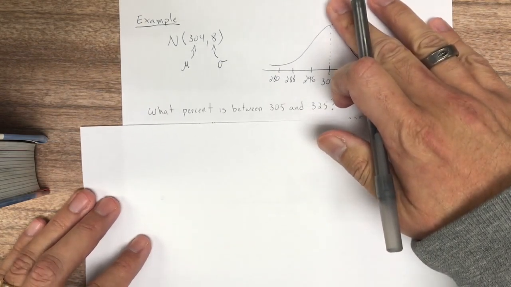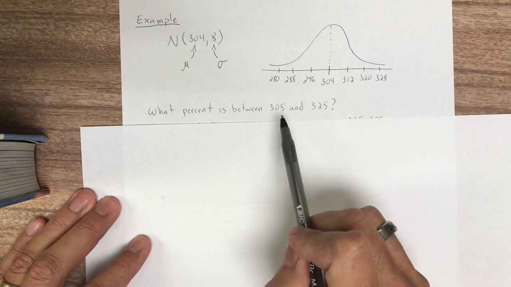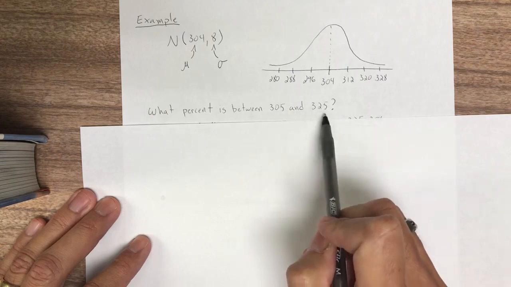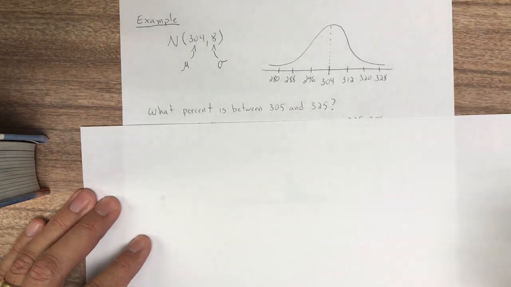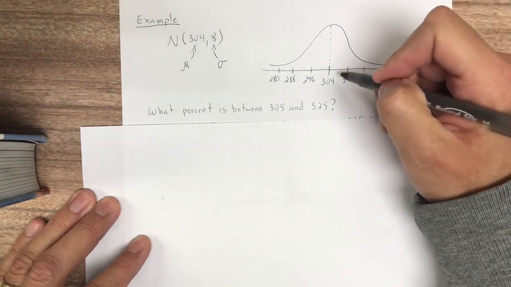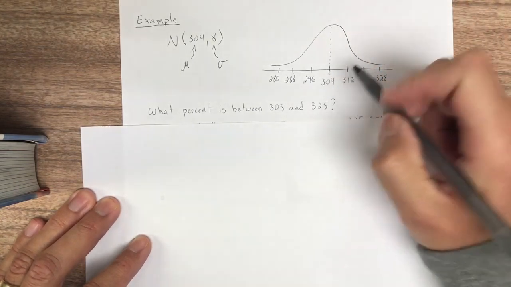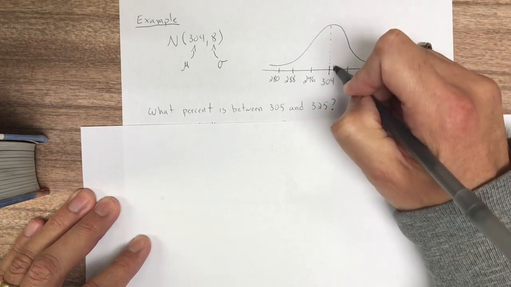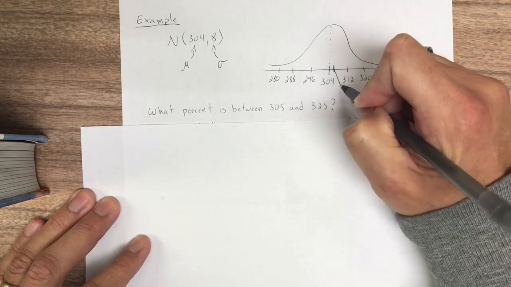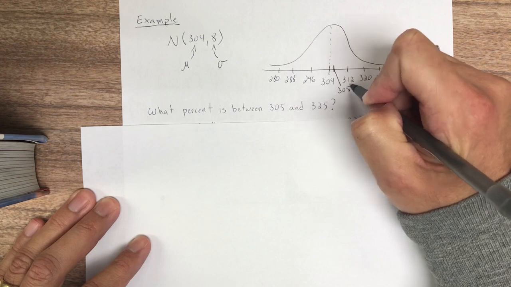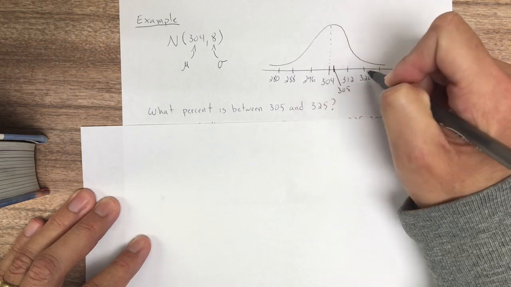I want to know what percent is between 305 and 325. So in reality, this is what we're asking. I want to know what is the area between 305. So I know 304 is here. So 305, let's say, is right here. So I'm just going to label that as 305, all the way to 325.